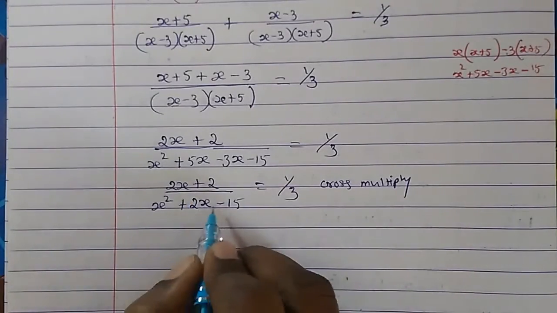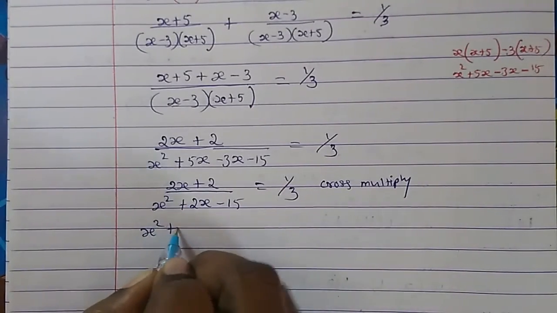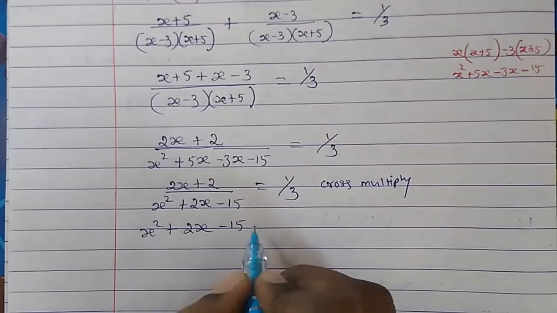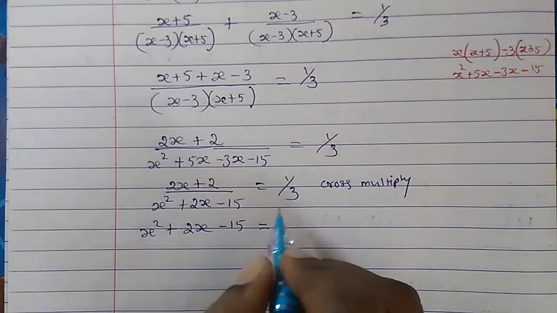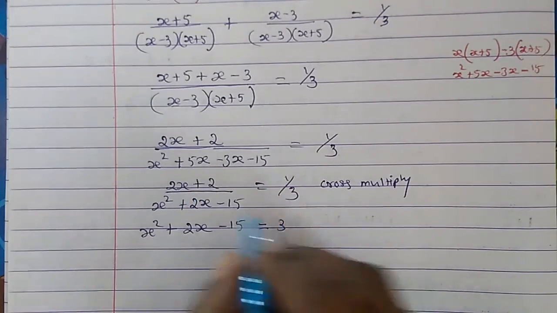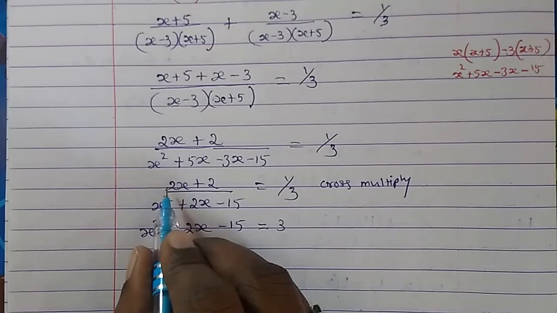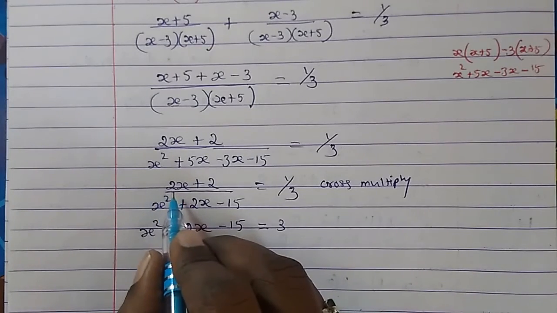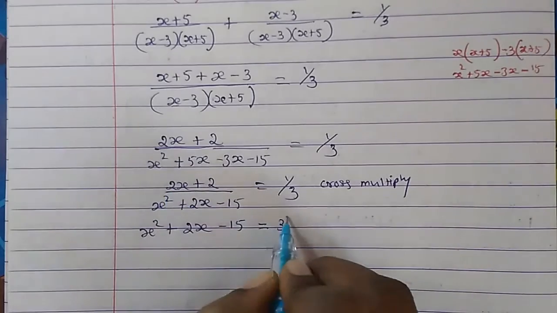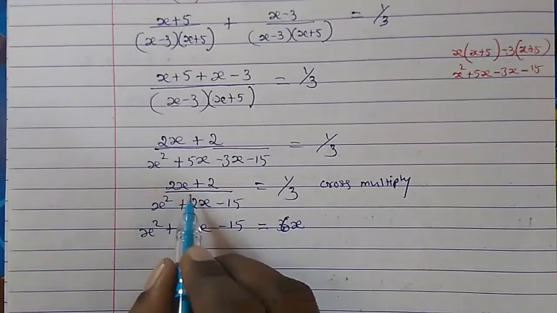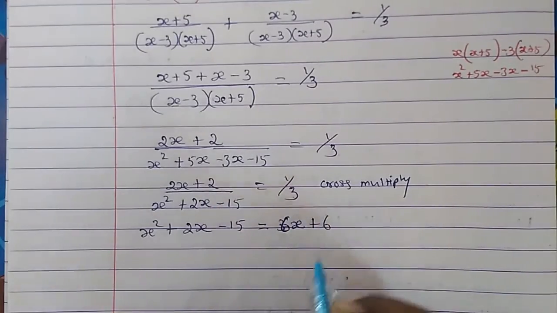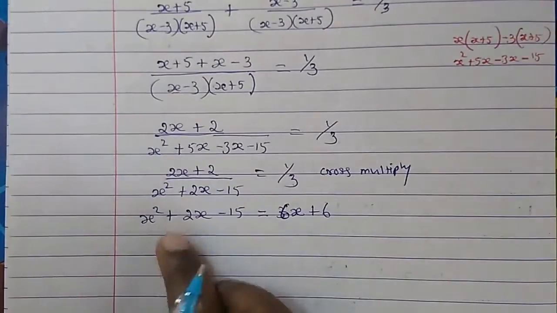So when we cross multiply, we will get x square plus 2x minus 15 into 1, which will be the same. Then this with 3, this we multiply by 3. Here if we multiply, we will get 3 2s are 6, so 6x, then plus 3 2s are 6. Okay, let's bring this all to one side.